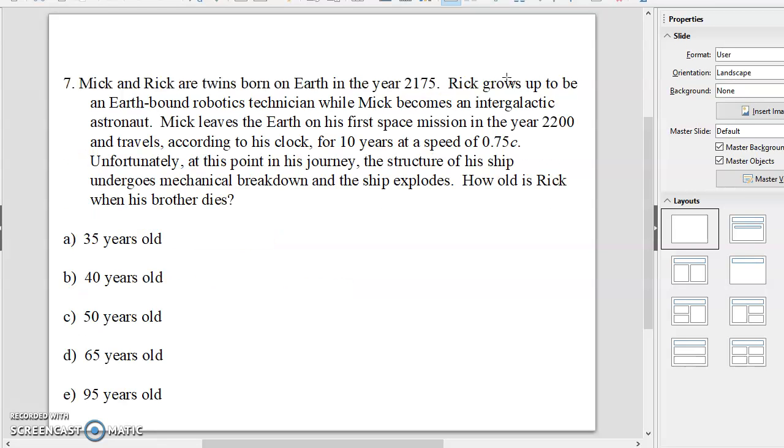Number 7. Twins are born on Earth in the year 2175. One of them grows up to be an earthbound robotics technician. The other was an intergalactic astronaut. And the idea is, how old is Rick when his brother dies? And the answer is B. He is 40 years old.